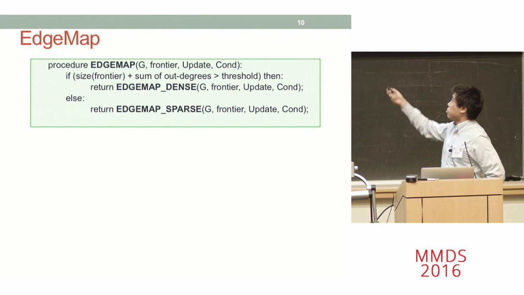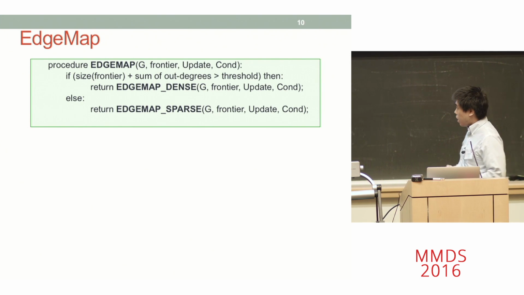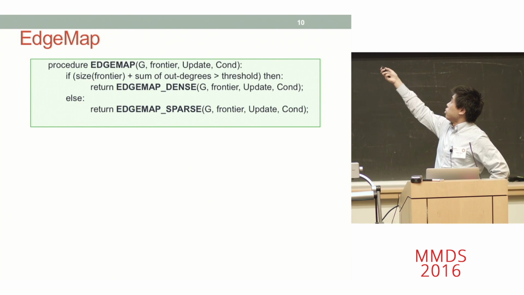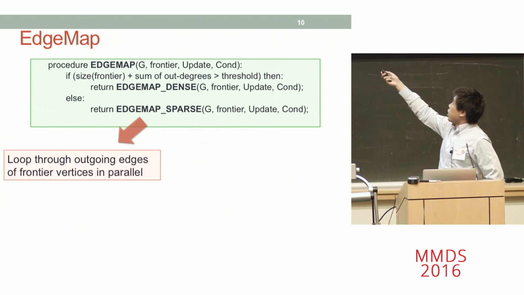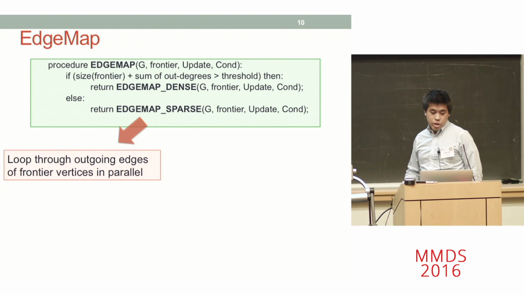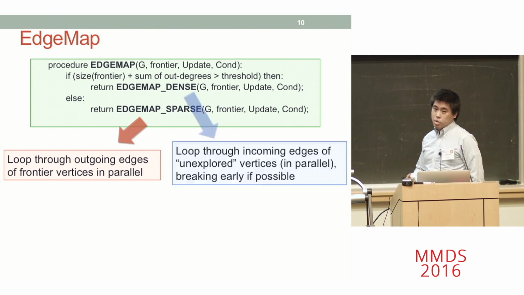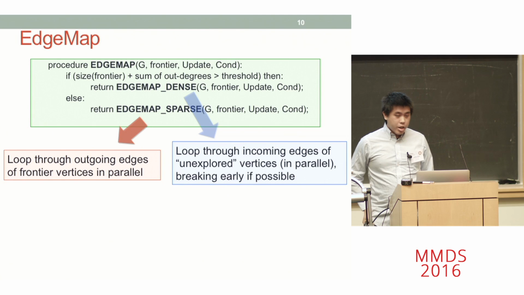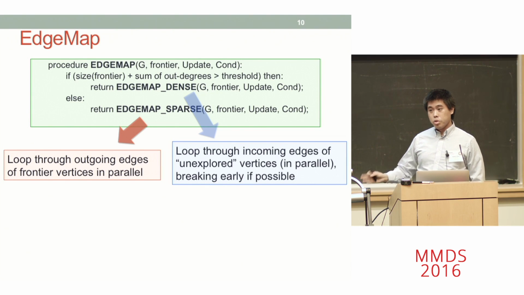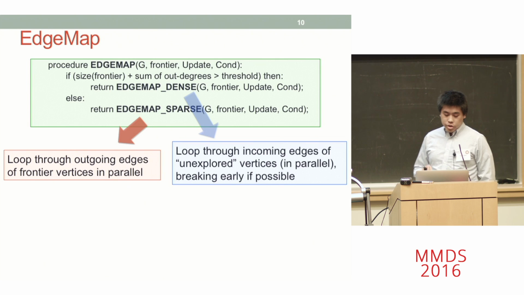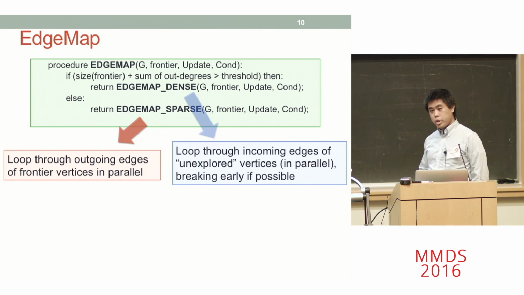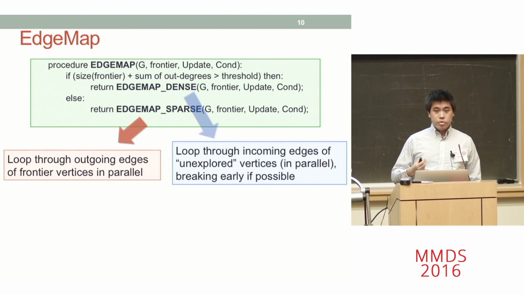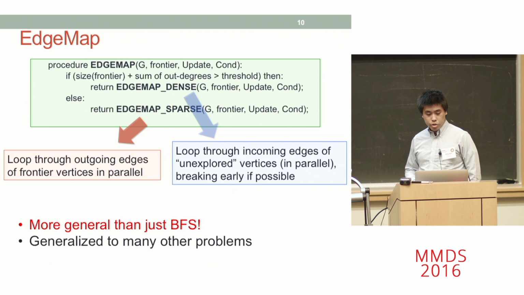So what we did was we implemented this idea underneath the EdgeMap abstraction. So instead of having just one version of EdgeMap, we actually have 2 versions of EdgeMap under the hood. We have a sparse version, which is going to take a frontier and loop through the outgoing edges of the frontier vertices and apply some computation. We have a dense version, which loops through all of the incoming edges of unexplored vertices in the graph and breaking out early of this for loop if possible. Of course, the meaning of unexplored and whether breaking out early will depend on the specific application, but the high-level idea of switching between 2 modes of traversal is actually more general than just breadth-first search.